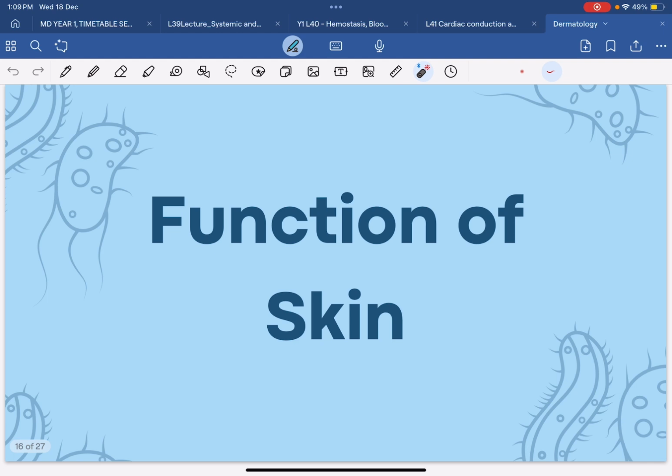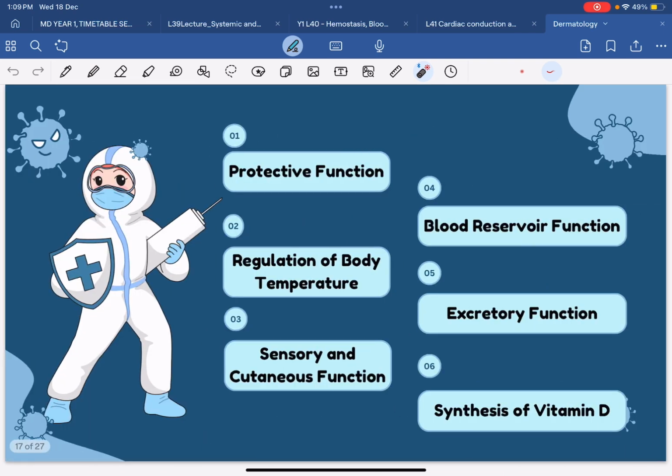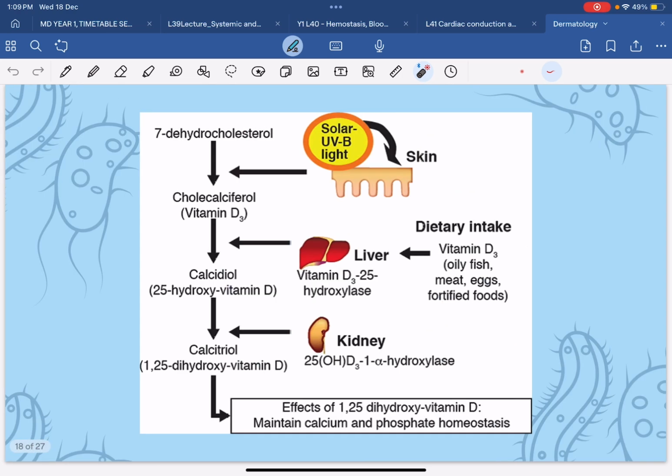And now I would like to share about the functions of the skin. The first one is protective function. The second one is the regulation of body temperature. Third is sensory and cutaneous function. Fourth is the blood reservoir function. The fifth is the secretory function. The last one is synthesis of vitamin D. So now I will explain in more detail and in an understandable way the synthesis of vitamin D.